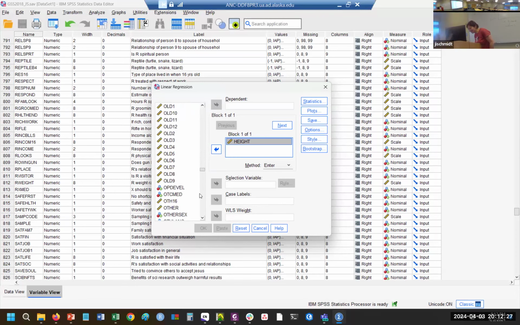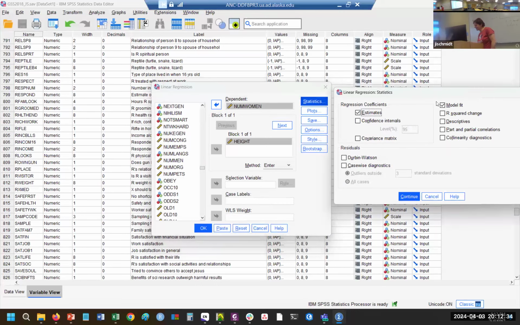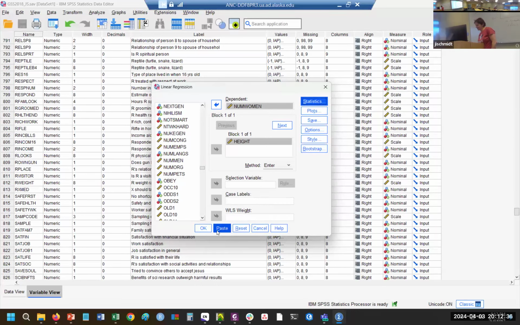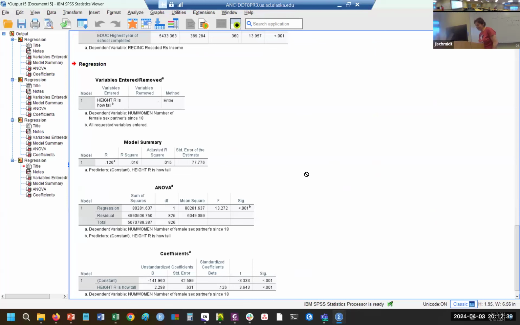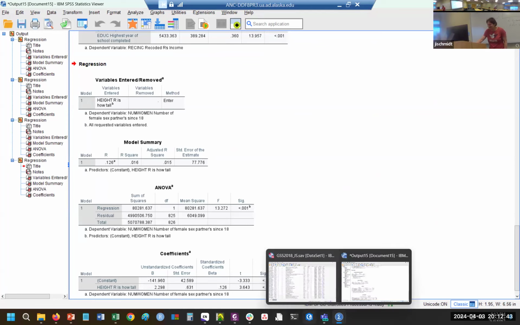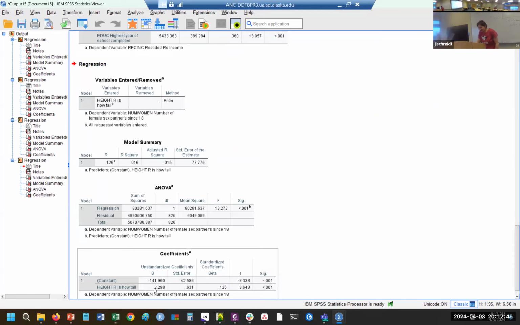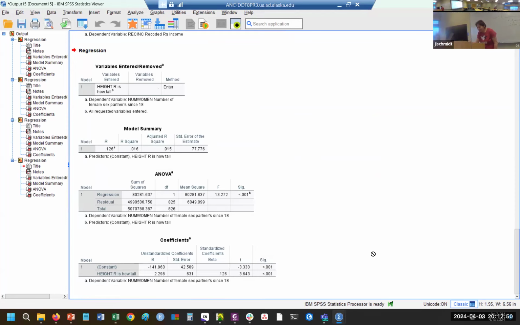Number of women, okay. All right, I'm just gonna look at my statistics. All right, let's see what it says. Oh, goodness, it's significant. And is the relation positive or negative? It's positive. So the taller you are, the more female sexual partners you have in life. Is that what that's saying?